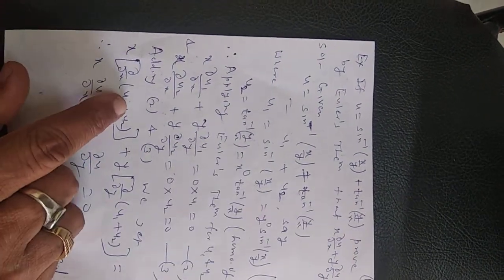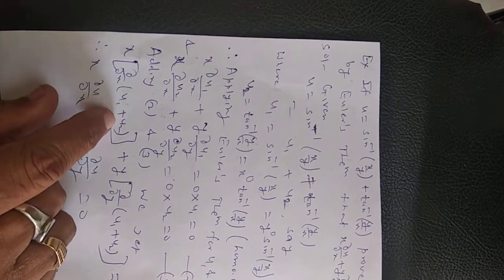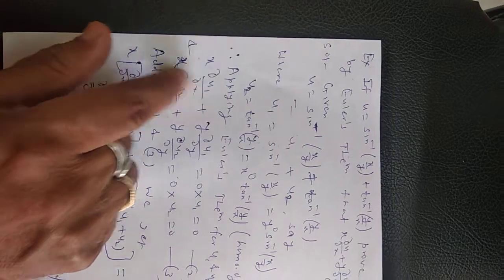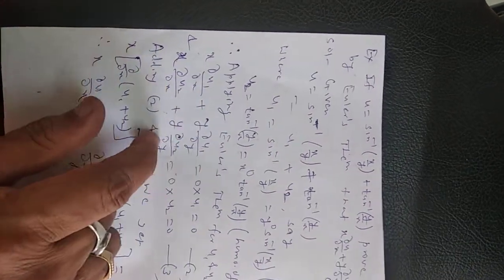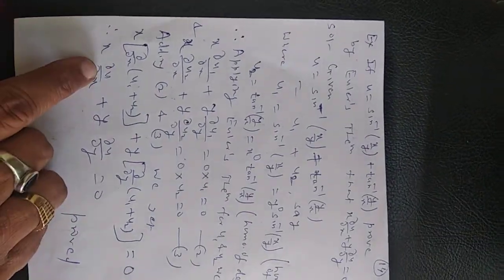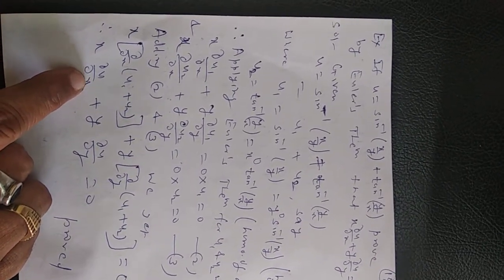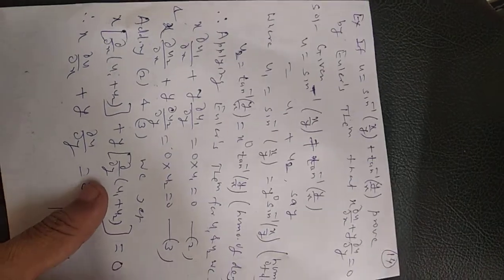If you add these two, you are getting x ∂u1/∂x plus u2, first term addition. In the first term, x is common; in the second term, y is common. So the final answer you are getting is x ∂u/∂x plus y ∂u/∂y is equal to 0.